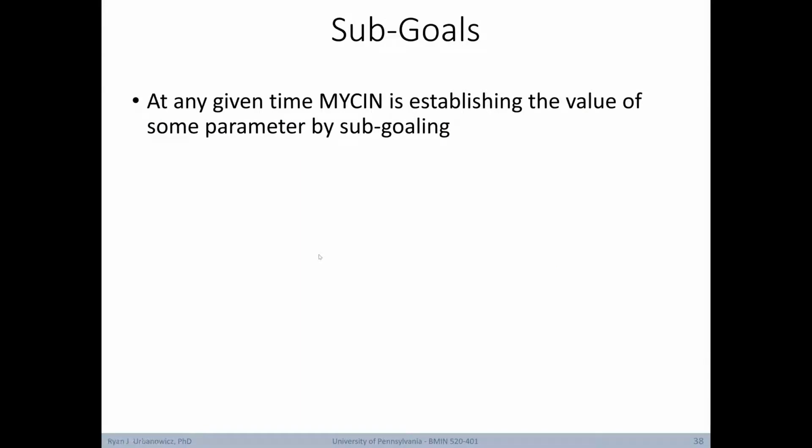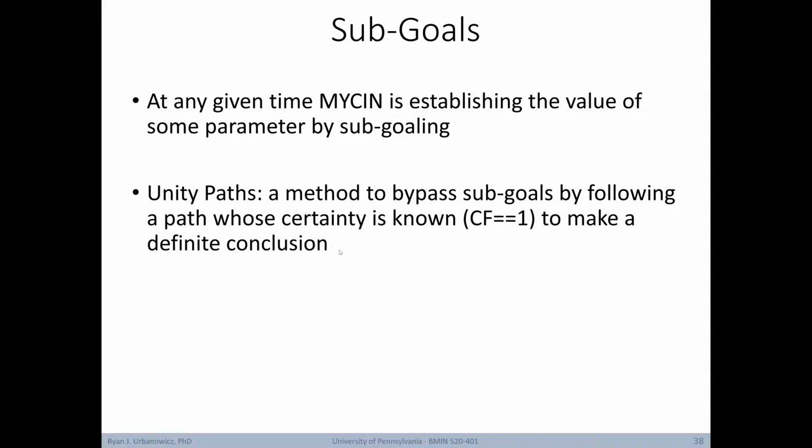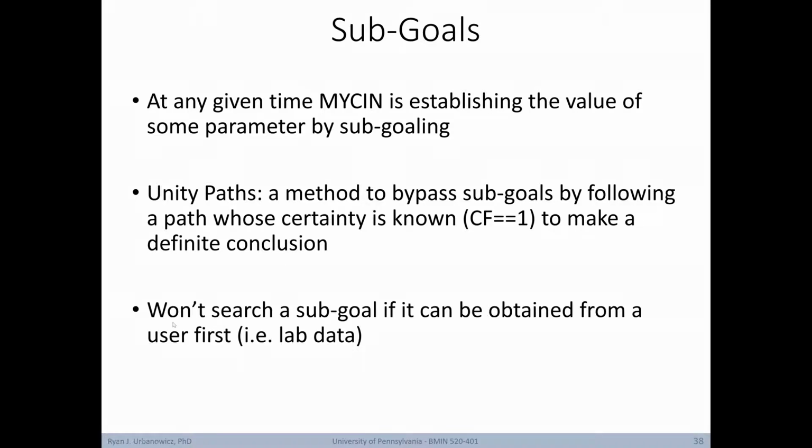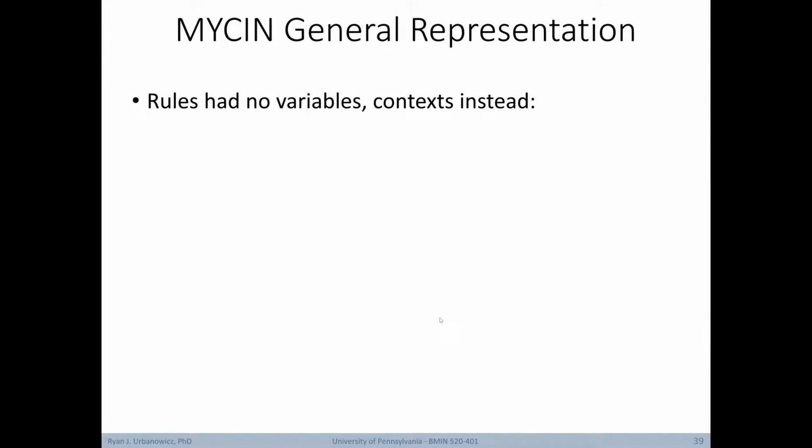Regarding the subgoals, at any given time, MYCIN is establishing the value of some parameter by subgoaling. MYCIN does give the opportunity to bypass having to go through subgoals by following a path whose certainty is known. And this can be used to make a quick, definite conclusion. So maybe that information is already a fact in the fact base, or the user provides it definitively in response to a question being asked. So again, these utility paths won't allow us to avoid searching a subgoal if it can just be obtained from a user. Let's take a closer look at the syntax, or the representation, of rules in MYCIN.